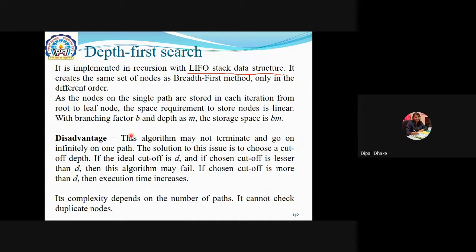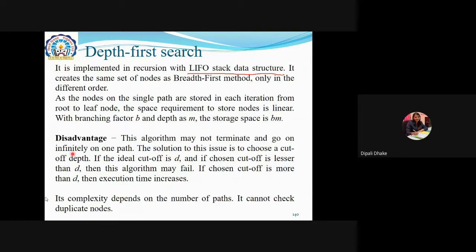What is the disadvantage? It also has a disadvantage. This algorithm may not terminate and go on infinitely on one path. The solution to this issue is to choose a cutoff depth. If the ideal cutoff is D, and if the chosen cutoff is lesser than D, then this algorithm may fail. If the chosen cutoff is more than D, then execution time increases.